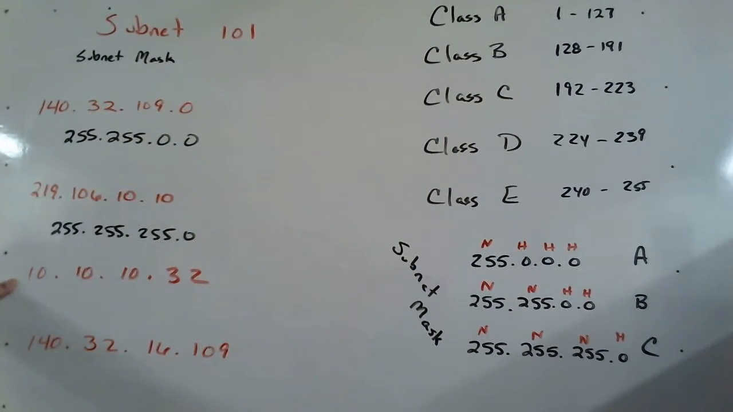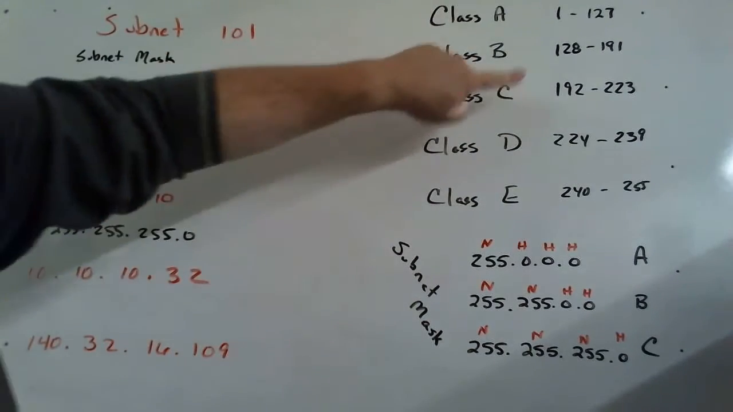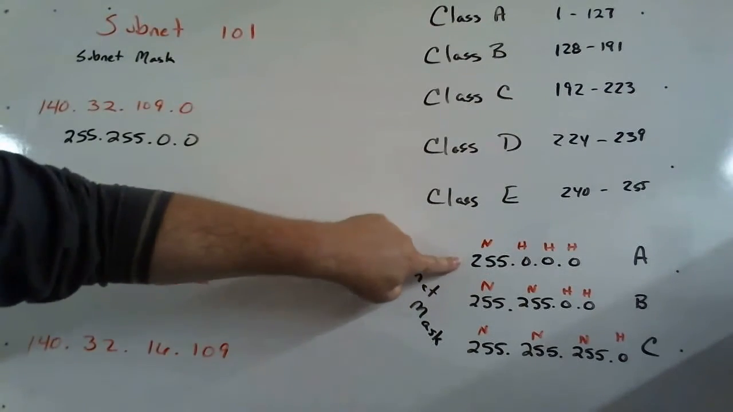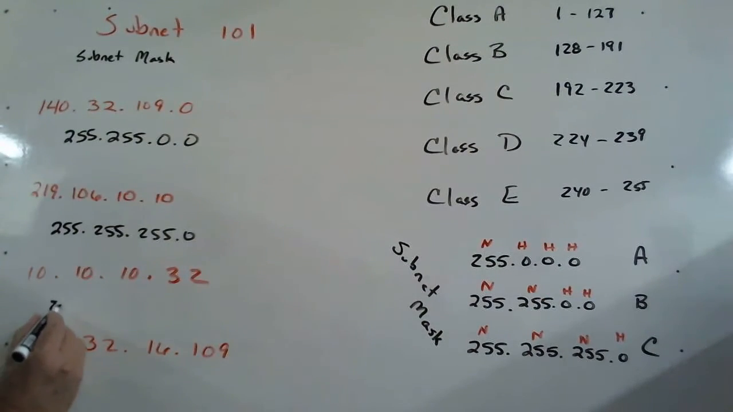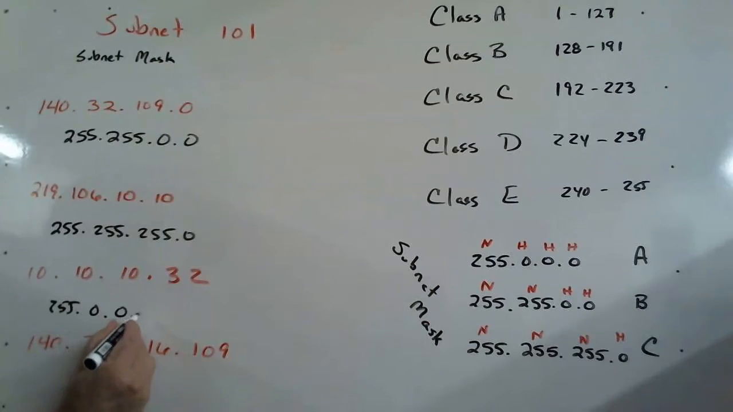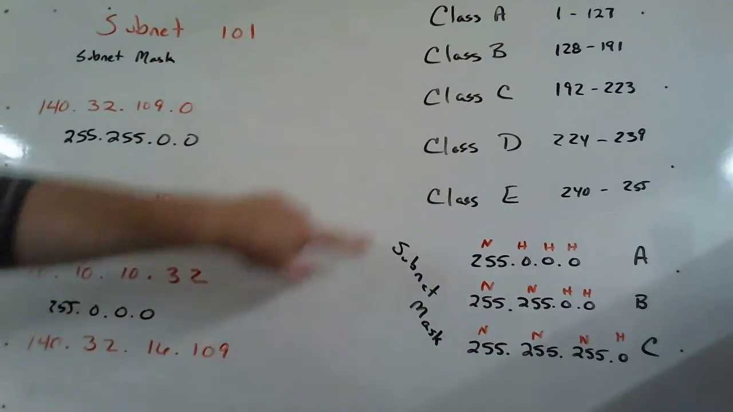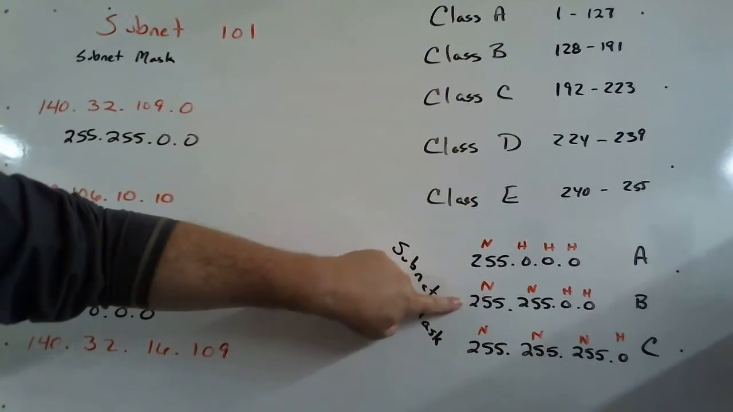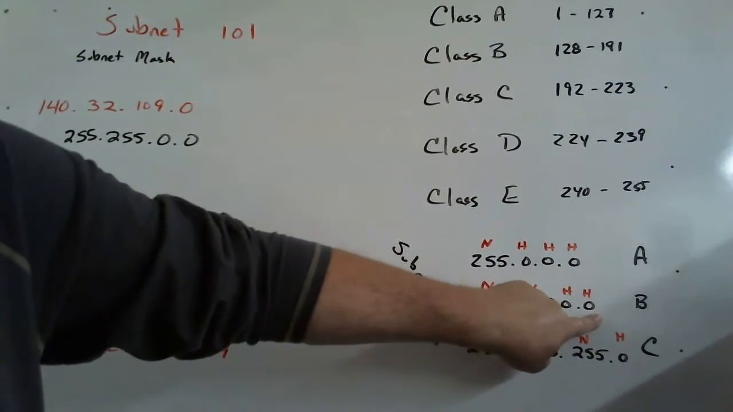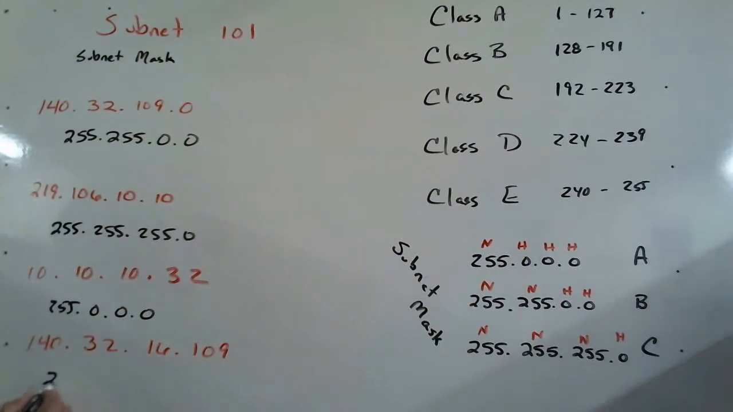Problem 3 begins with 10. Where is 10 at? That's a Class A. Class A is a single 255 and three zeros. So 255, 0, 0, 0. And last but not least, 140. It happens to be a Class B. Again, we find the Class B subnet mask. Double 255, double 0. So our answer, 255.255.0.0. So at this point, we're going to pause.